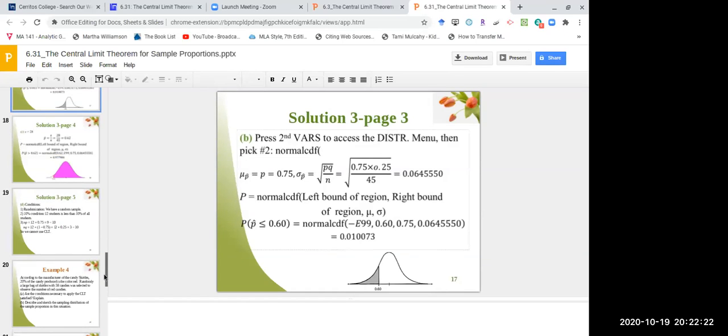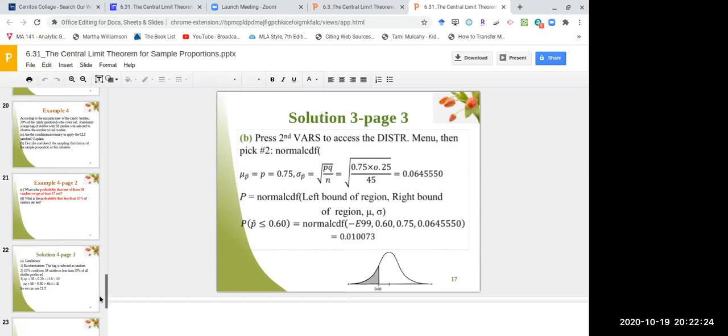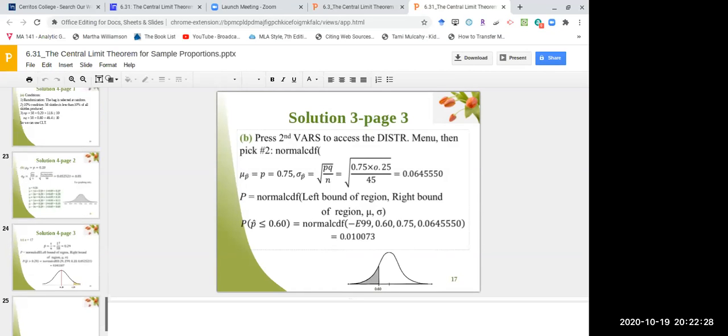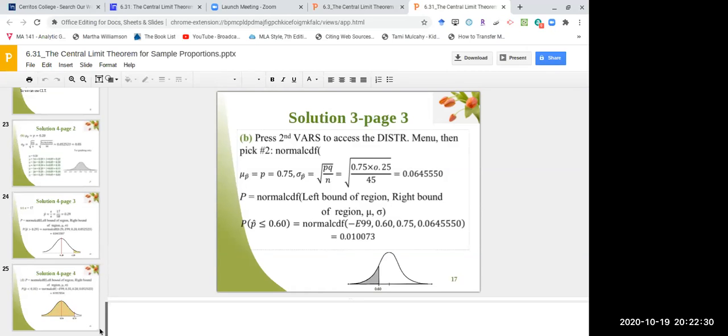But do read the instructions. There are a couple of really good examples in here, and the homework will give you lots of practice. So that's about all I have for now.